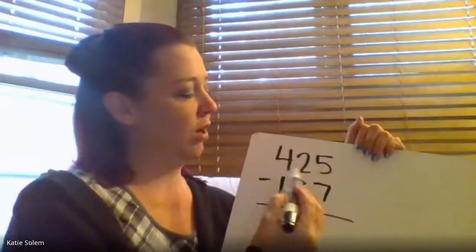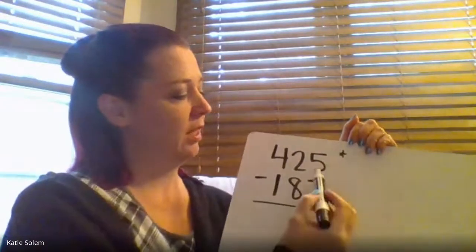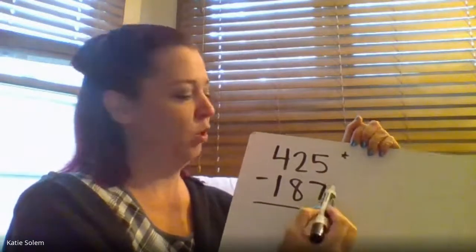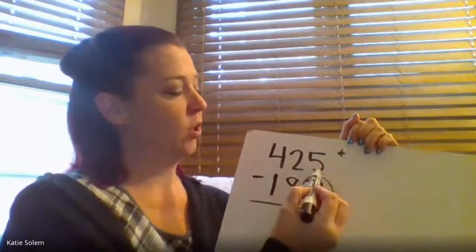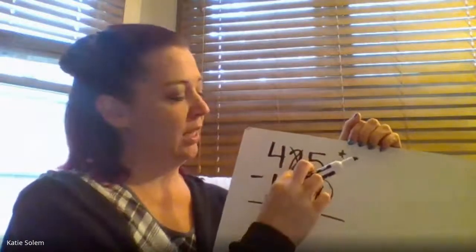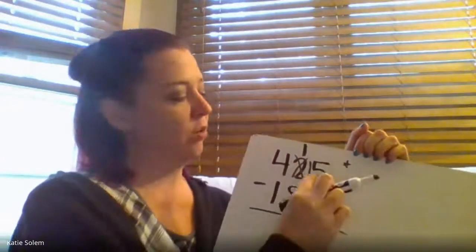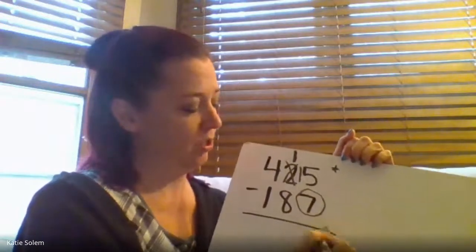Let me show you just a couple more before I have you get to work. Okay, so on my next problem I have 425 minus 187. I'm going to start in my ones, and I'm going to say, okay, 5 take away 7. Whoops. Can't do that. So I'm going to go next door and borrow. I'm going to take that 2 and turn it into a 1, and the 5 into 15. So now, can I do 15 minus 7? Yep, my answer is 8.